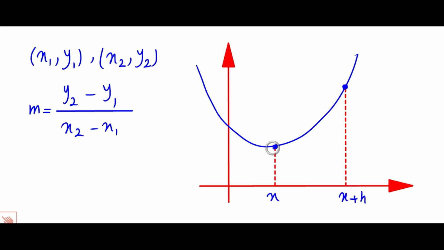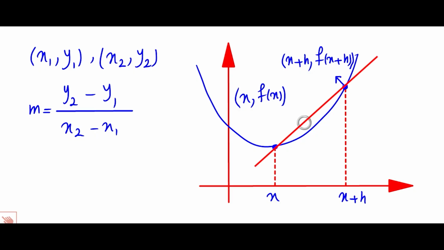Okay, let's label them. For this point, the x coordinate will be x and the y coordinate will be f of x. And for the second point, the x coordinate will be x plus h and the y coordinate will be f of x plus h. Okay, so we can use those 2 points in the slope formula.